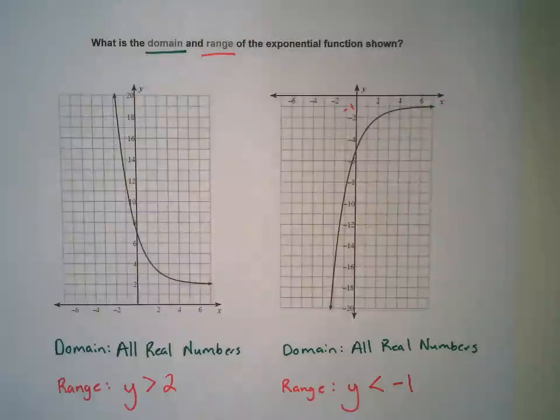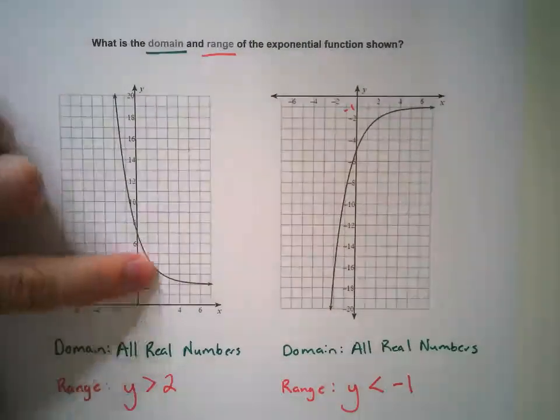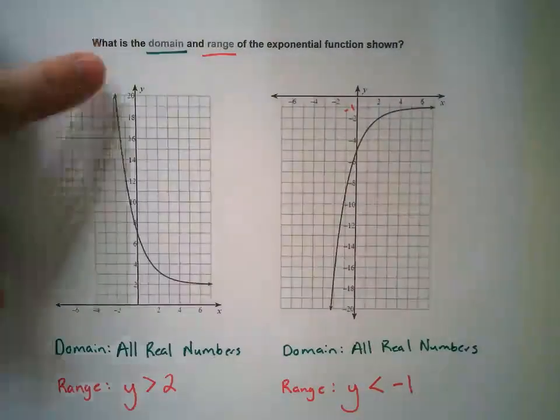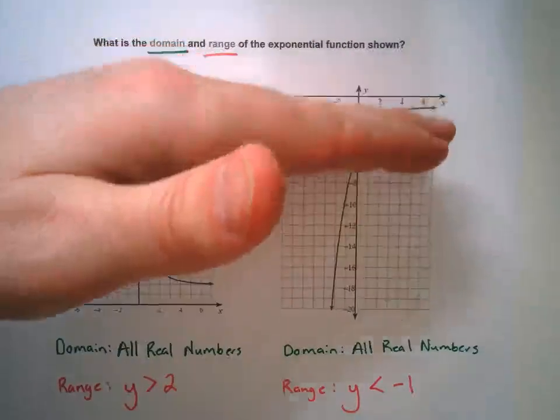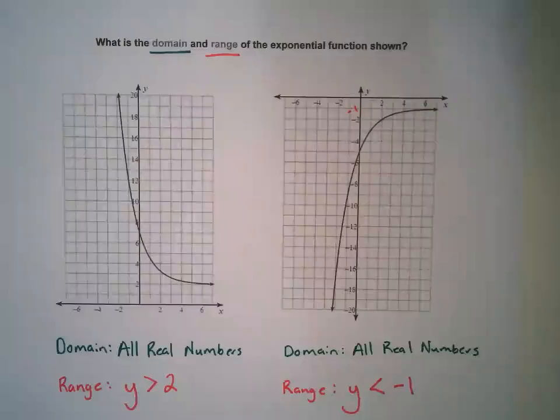So you've got to understand your graphs there. If your graph is going up, like over here, it's going to be y is greater than. Notice if the graph is going down like this, then it's going to be y is less than.